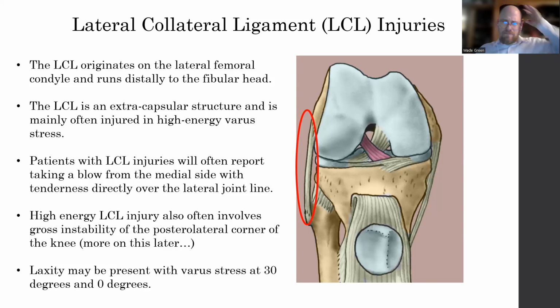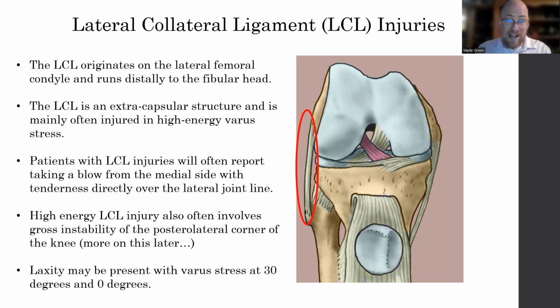Isolated LCL injuries are actually a lot more uncommon, but when they do happen, these typically happen due to a high energy Varus force. So they get hit from the inside, causing the knee to essentially be wedged open laterally. Okay, so that's a Varus force. One thing to keep in mind is that a high energy LCL injury can often involve instability of what we call the posterior lateral corner. We'll talk about that more later.